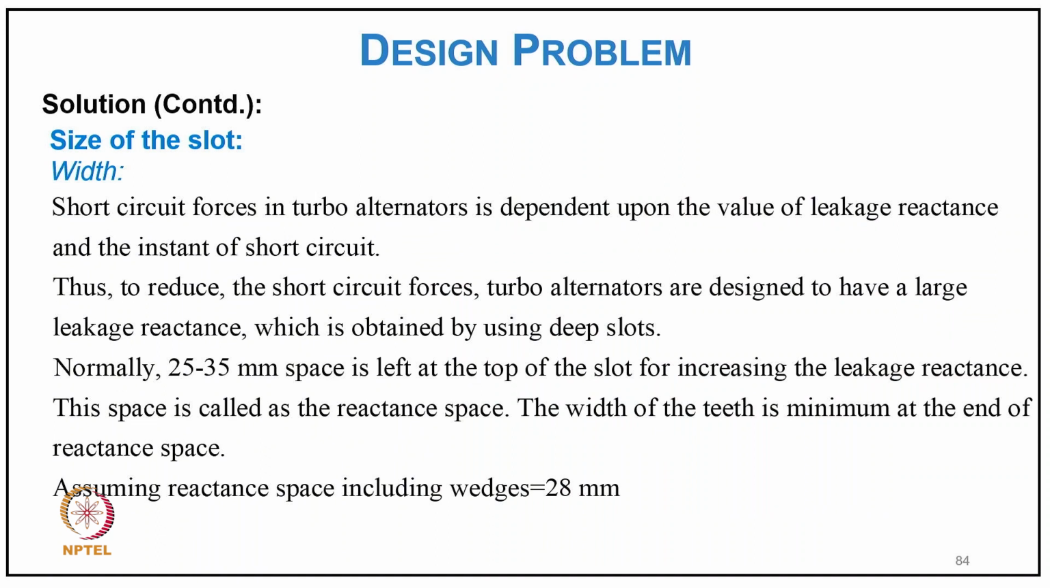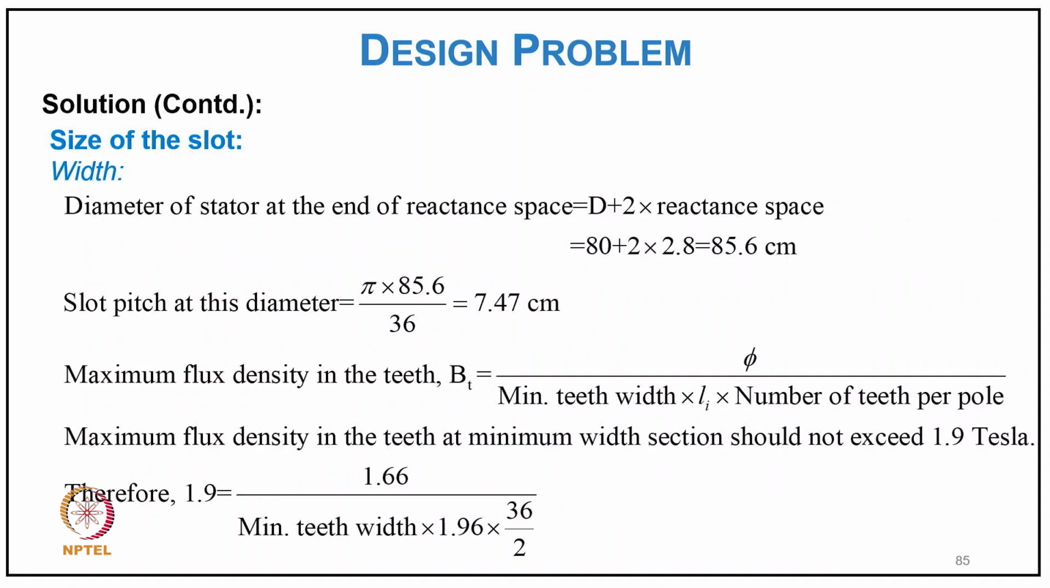Now coming to the size of the slot. First, width. Short circuit forces in a turbo alternator depend upon the value of leakage reactance and the extent of short circuit. Thus, to reduce the short circuit forces, turbo alternators are designed to have large leakage reactance, which is obtained by deep slots. So 25 to 35 millimeter space is left at the top of the slot for increasing the leakage reactance, and this space is called the reactance space, and the width of the teeth is minimum at the end of the reactance space. Assuming reactance space including base is 28 millimeter.